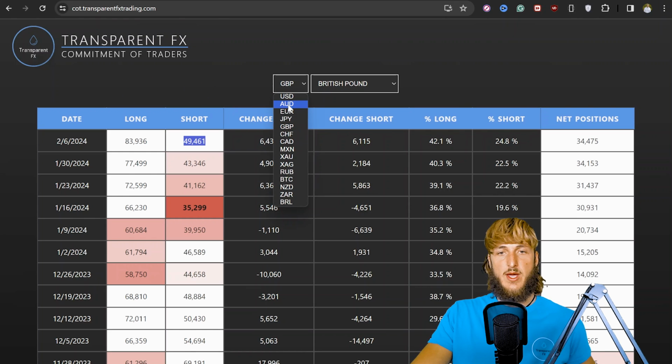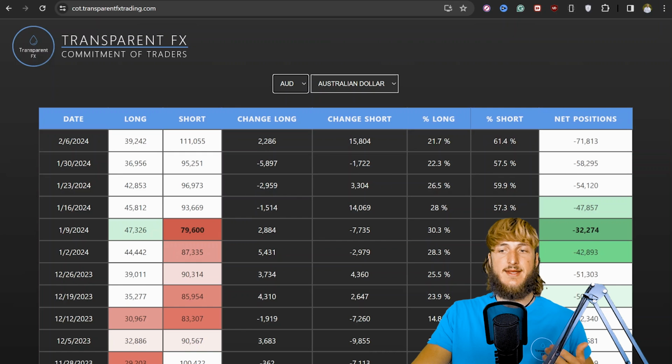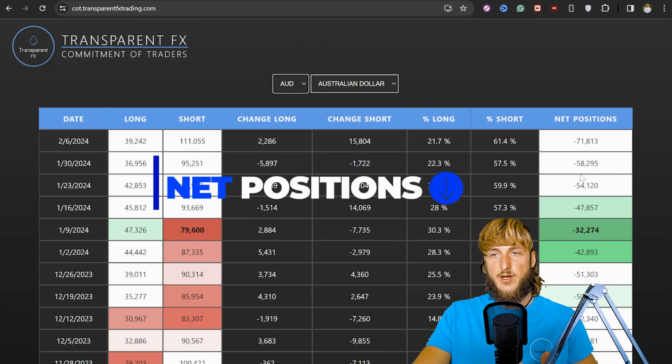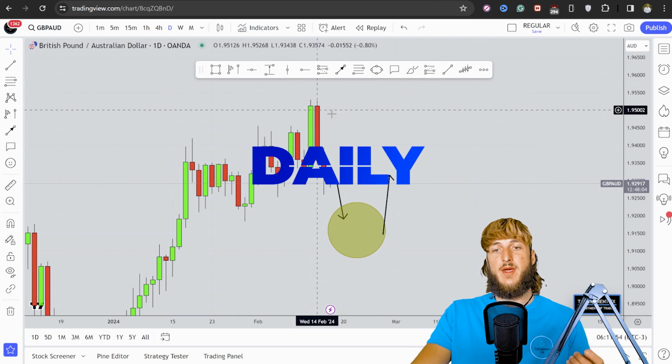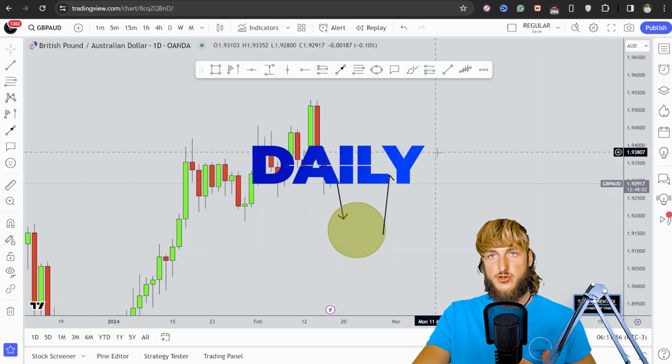And if we go and see what we have on the AUD, we can see how at the same time the AUD has been getting weaker, going from minus 32.2k to minus 71k net positions, with shorts increased from an institutional perspective from 79k to 111k, and longs getting closed from 47.3k to 39.2k. So the GBP is getting stronger and the AUD is getting weaker, therefore making GBPAUD stronger.